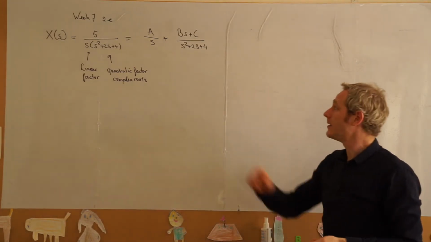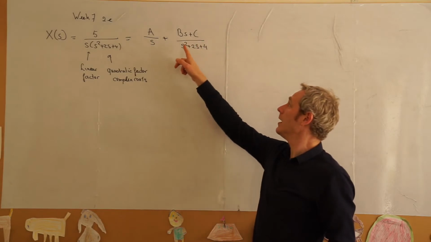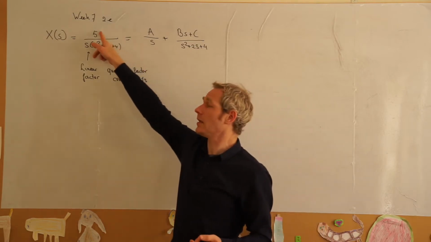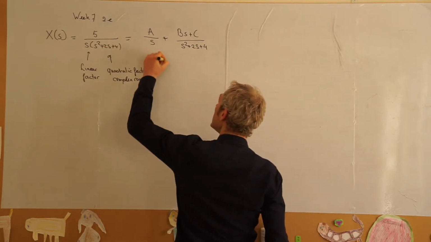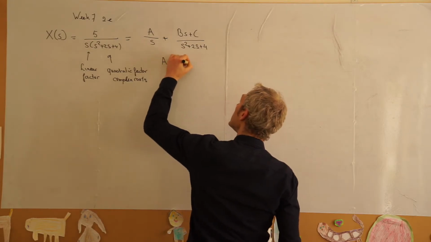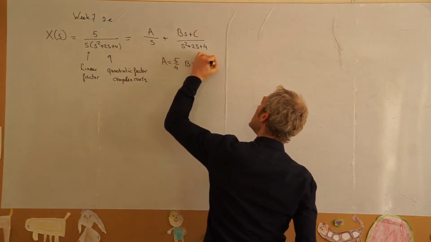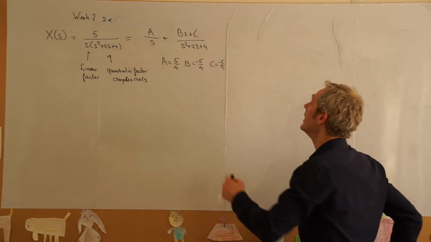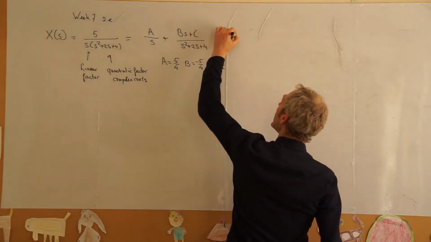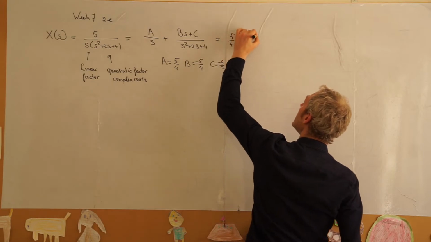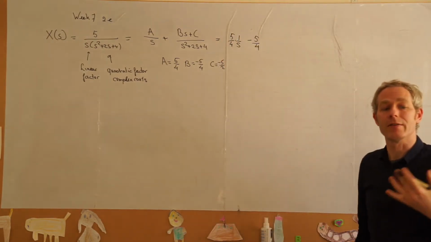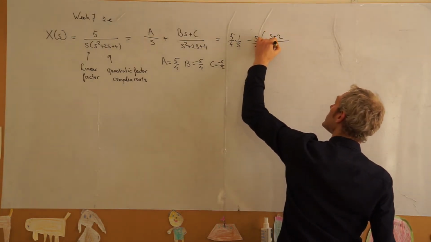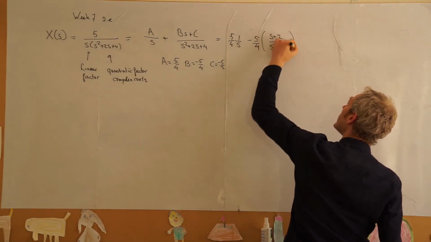Now, to calculate a, b, and c, we simply multiply these two partial fractions so that they have a common denominator, and of course then the numerator has to become equal to 5, and what we find is a is 5 over 4, b is minus 5 over 4, and c is minus 5 over 2, which means I can rewrite this part as 5 over 4 times 1 over s minus 5 over 4, and I'll just separate out this factor minus 5 over 4 so that I get s plus 2 over s squared plus 2s plus 4.